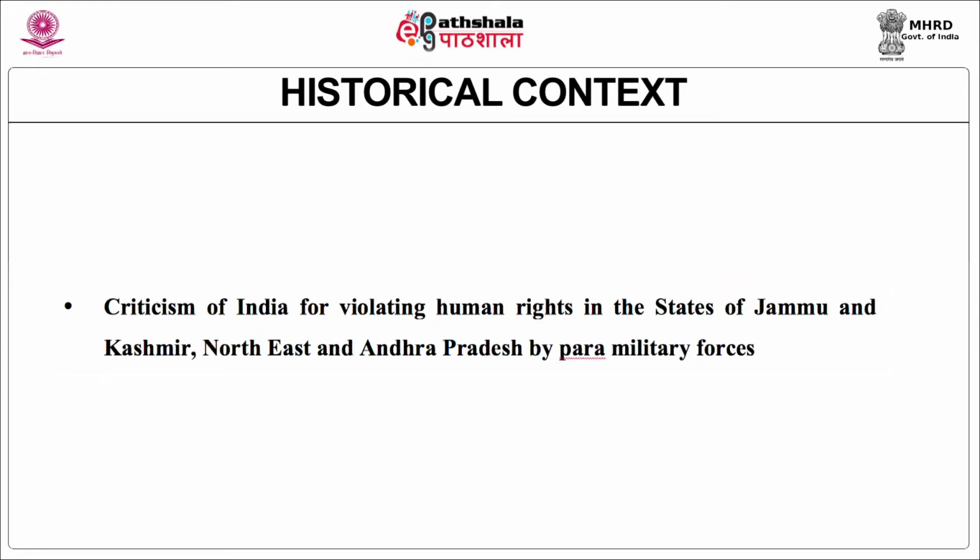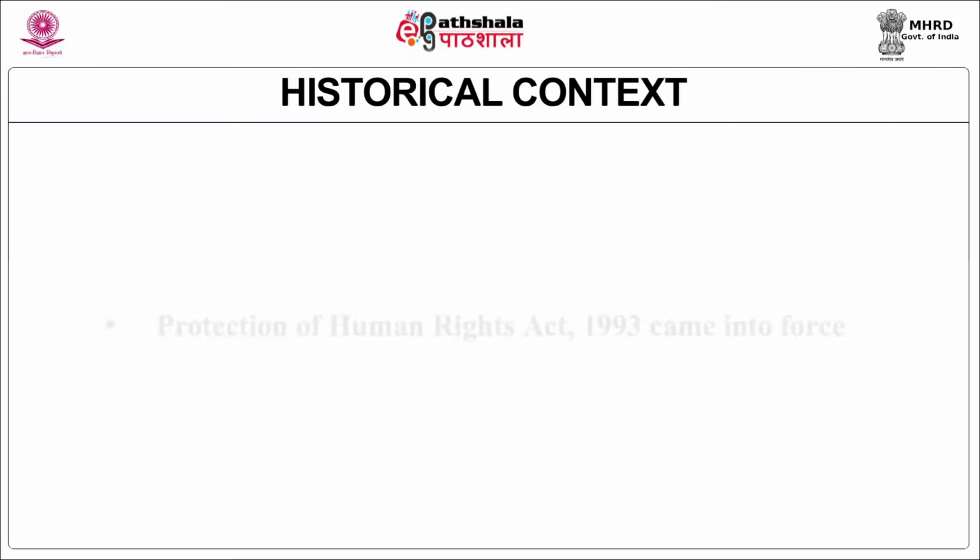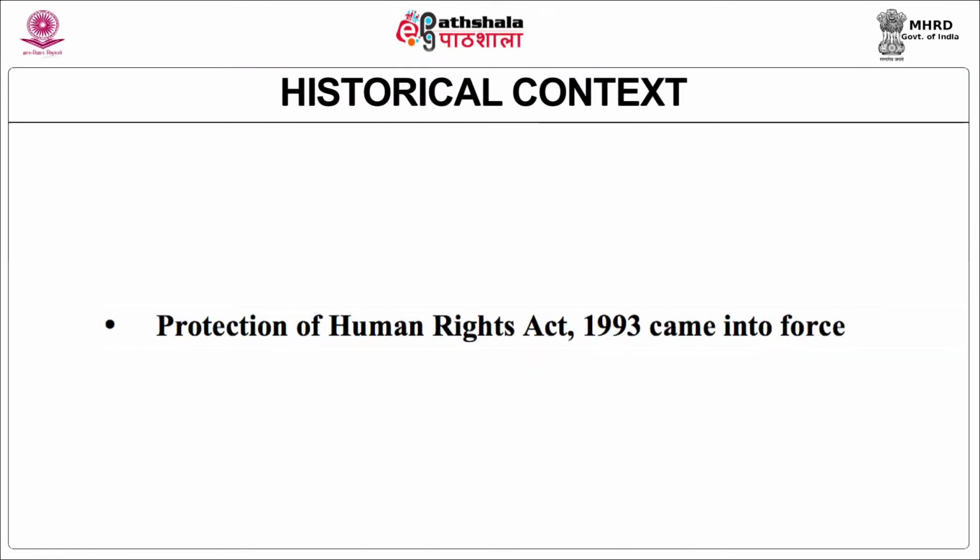There was criticism, both within the country and abroad, about the human rights violations which had been occurring in Jammu and Kashmir and Northeast, Andhra Pradesh at the hands of paramilitary forces, and there were demands for accountability for these violations. And in this context, the Parliament enacted the Protection of Human Rights Act. In addition to these developments, there was also a strong yearning from the Indian civil society for a national human rights institution.